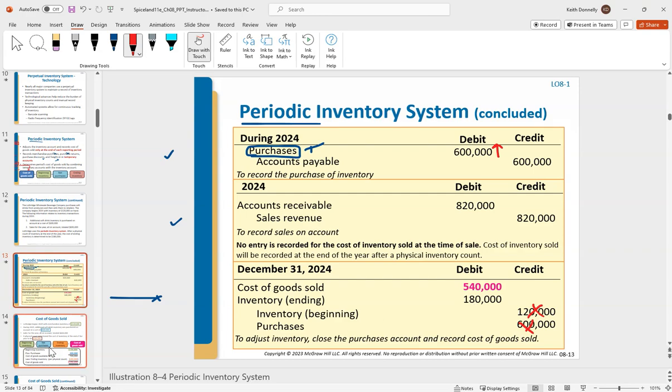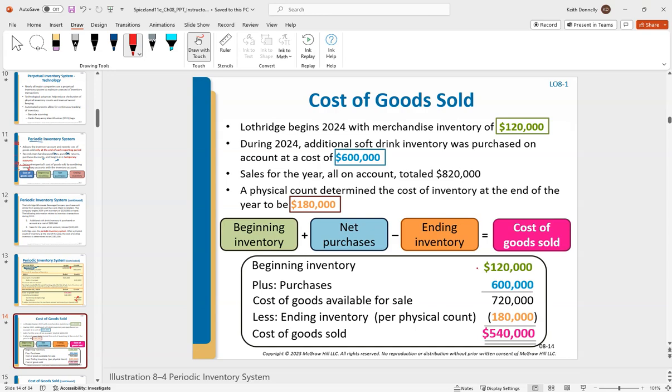So 540, 180, how did we get those numbers? Well, we started with 120, we bought 600. That's going to give us our goods available for sale of 720. For our ending inventory, we do a physical inventory count there of 180. Well, that must mean that our cost of goods sold is 540, okay?